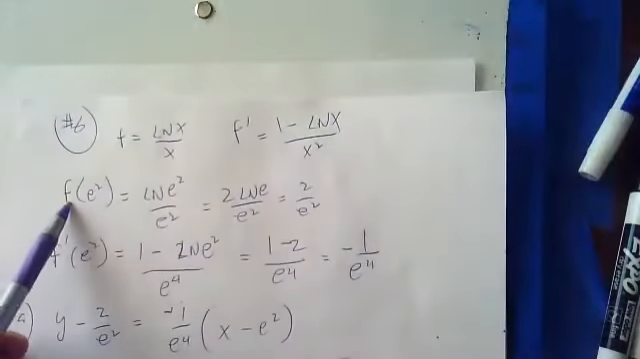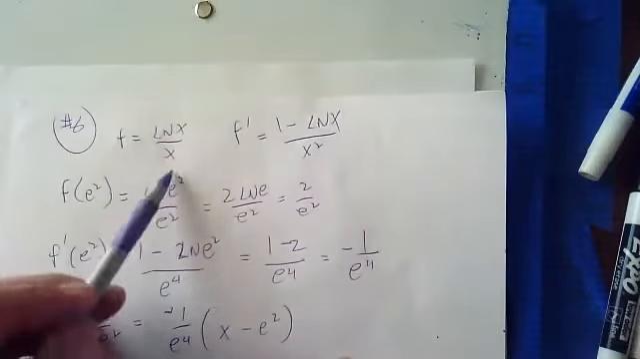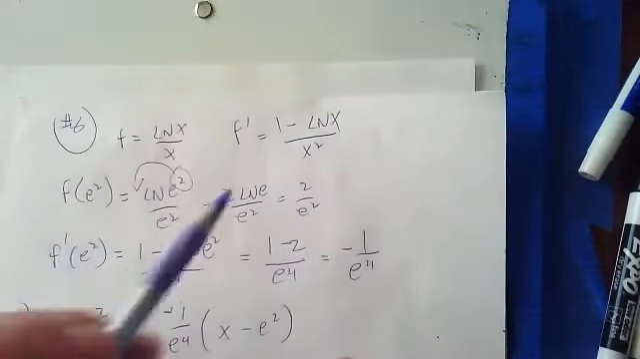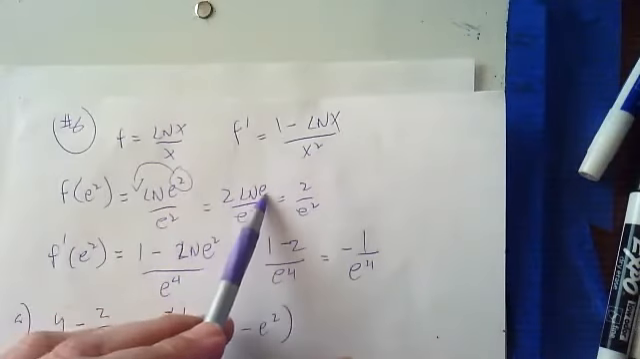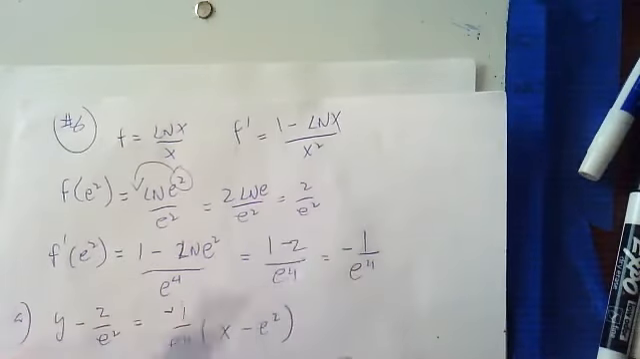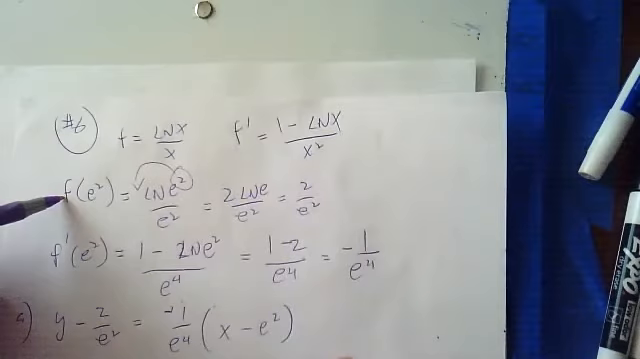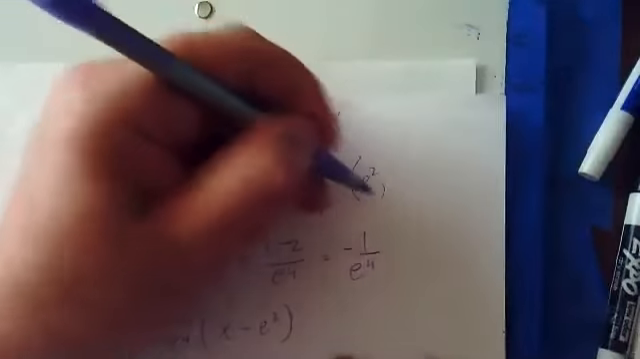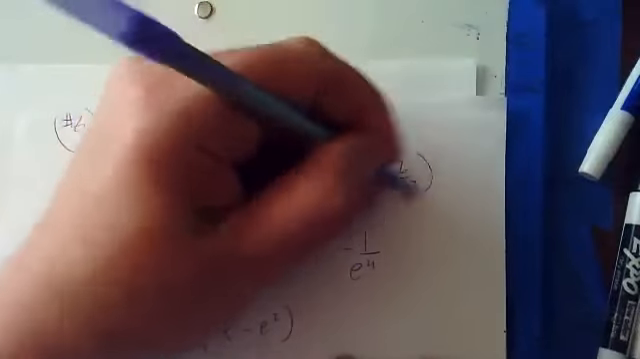So I plugged in e squared into f, and that gave me this. I used the power rule to bring the 2 down in front. And ln of e was 1. So I've got 2 over e squared as the y value. So I guess I have an ordered pair here called e squared comma 2 over e squared.